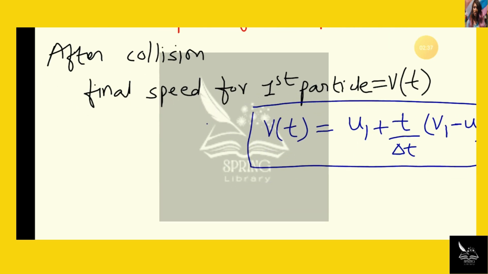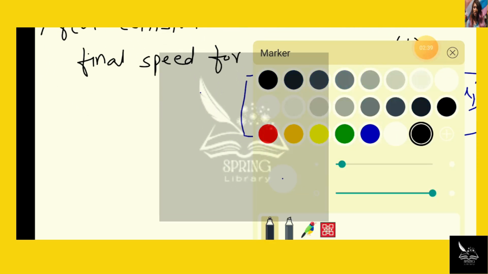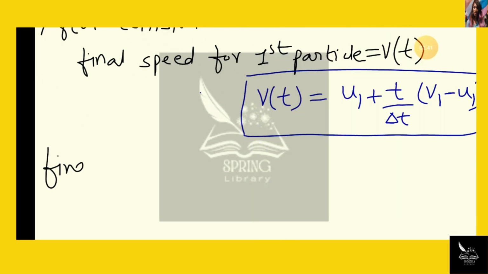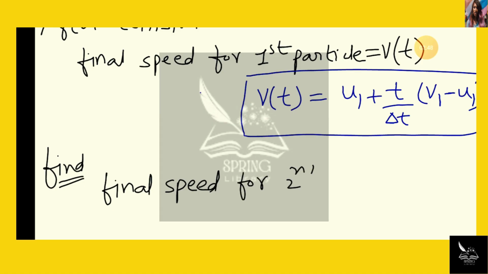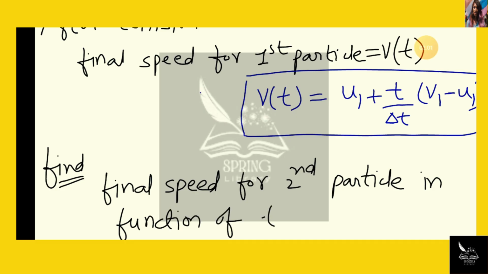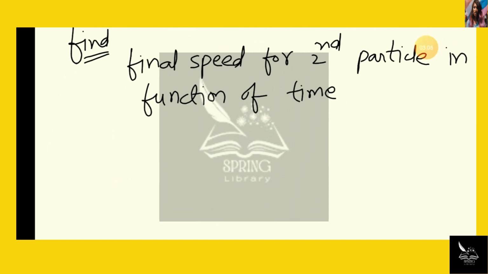Now the question asks us to find the final speed, or the speed after collision, for the second particle in terms of time, or as a function of time. So this is the question. Now let's start answering it.